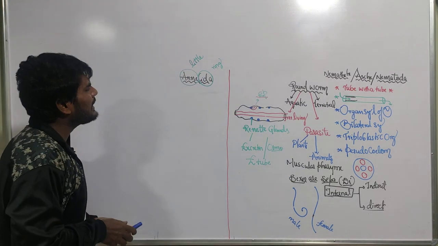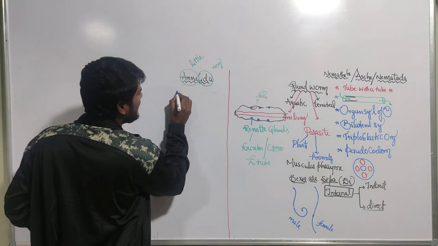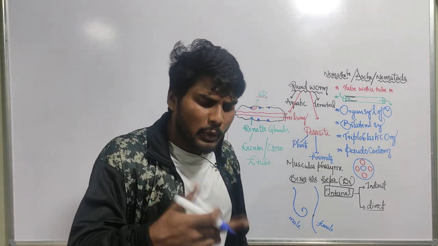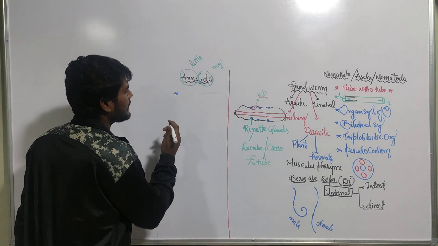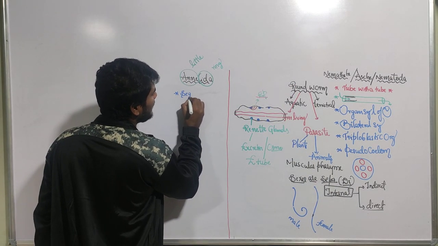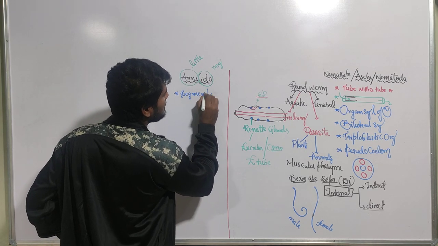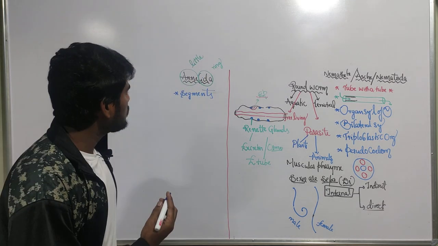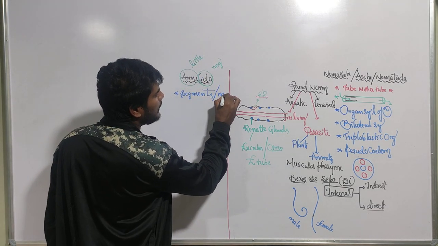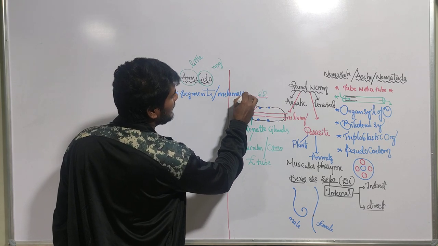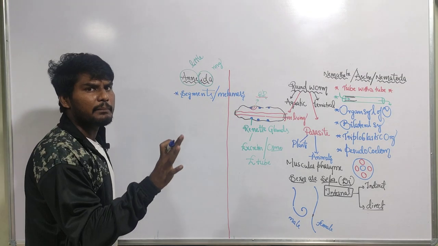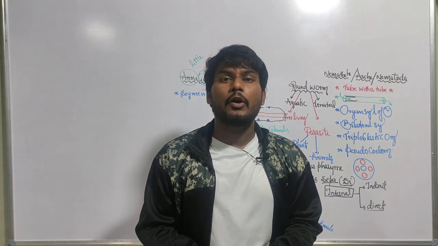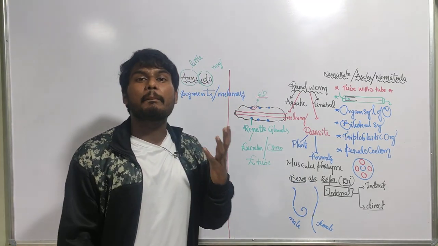Why do they appear to have little rings? Because their body is metamerically segmented, and each segment appears like a ring. So the body is divided into a number of segments. These segments are also called metamers. Metamer and segment are both the same. The phenomenon of showing metamers is called metamerism.